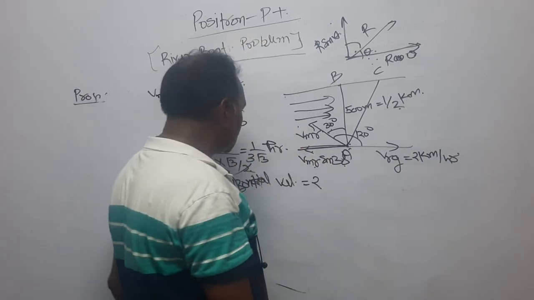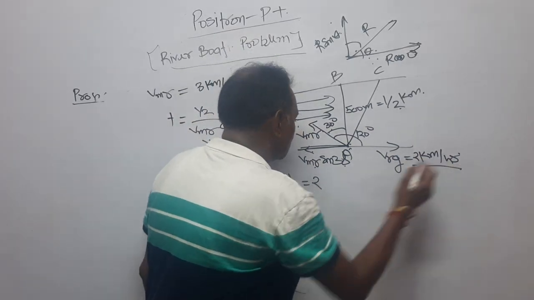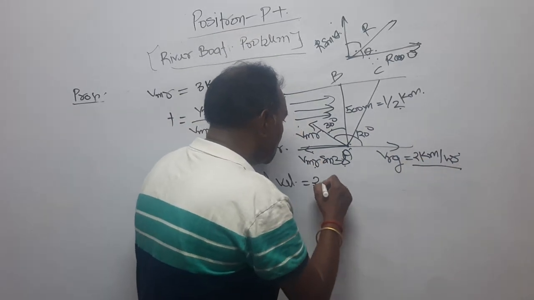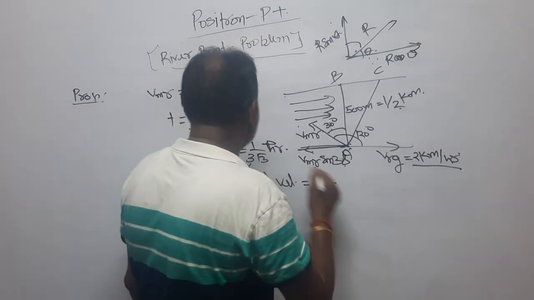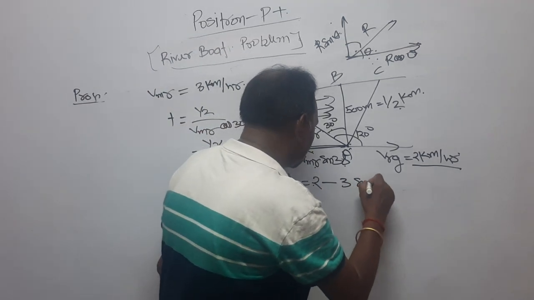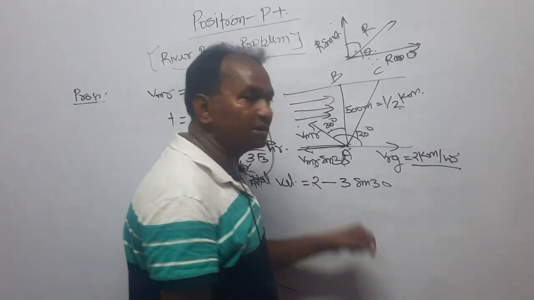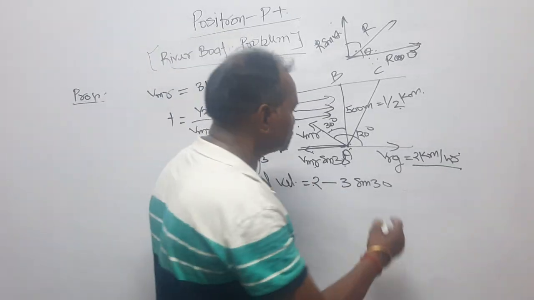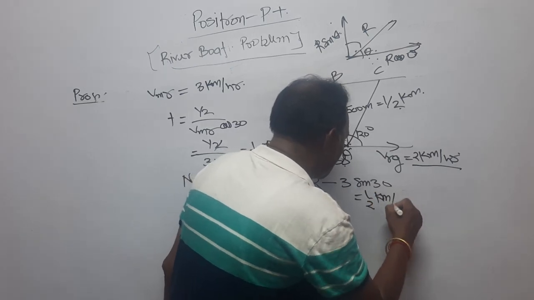Now the net horizontal component of velocity becomes: this is 2 kilometer per hour, and this one you have to take as negative. So VMR is root 3 again, and this is sine 30. 1 by 2, root 3 by 2, 1.5, so 2 minus 1.5 is 0.5, and so it works out to be 1 by 2 kilometer per hour.